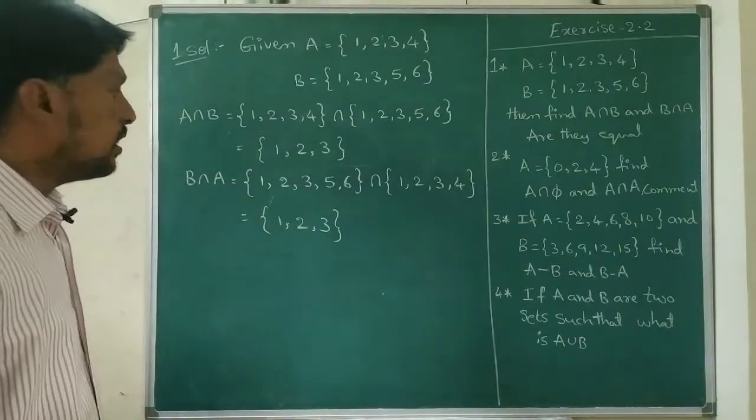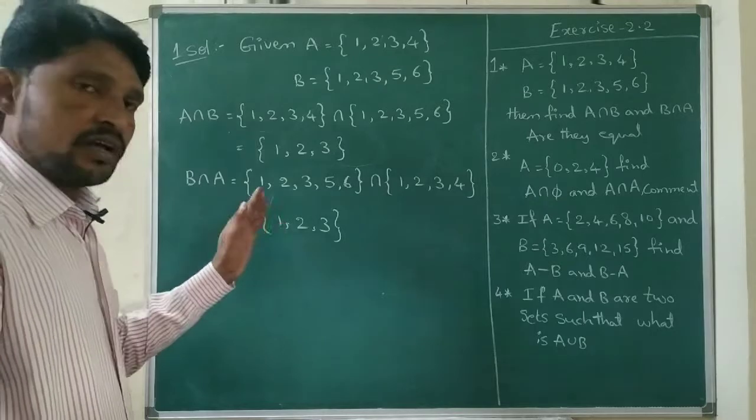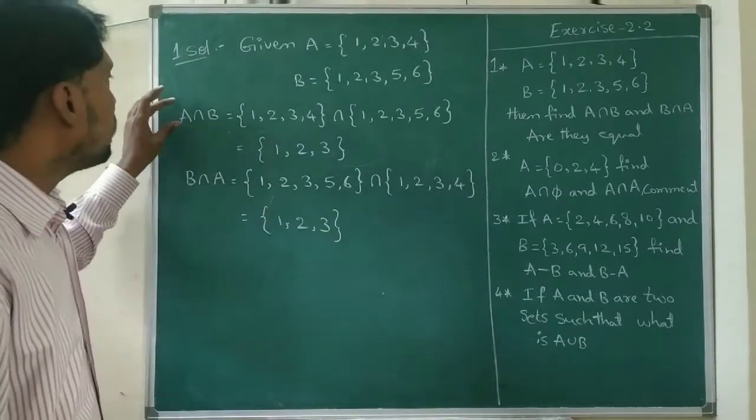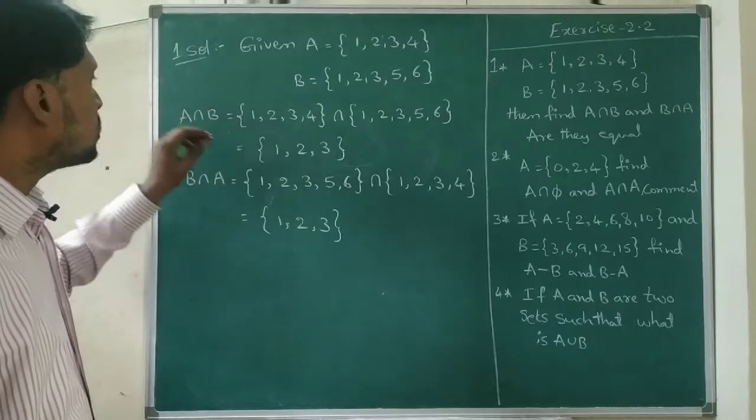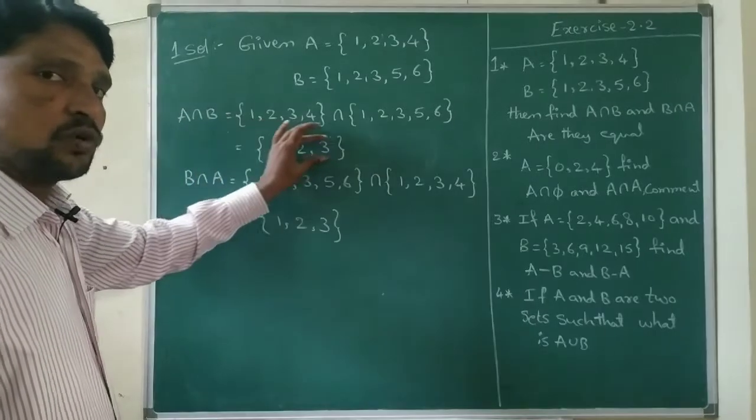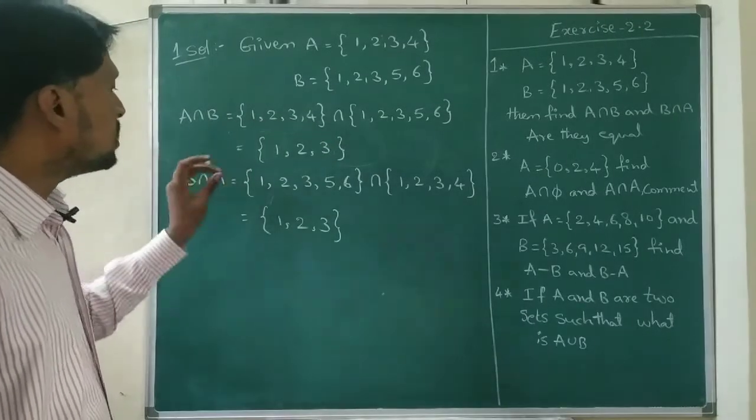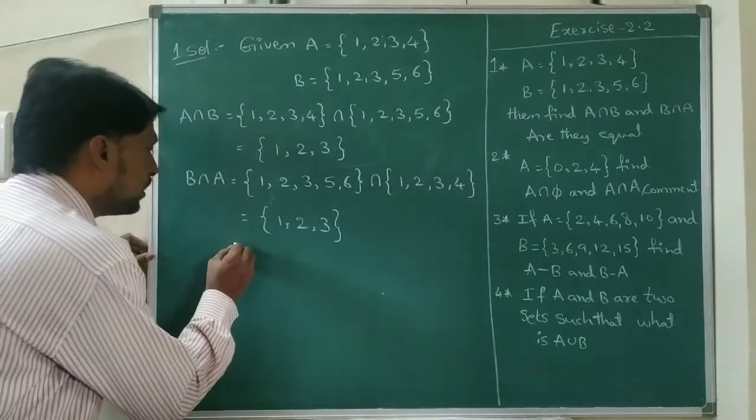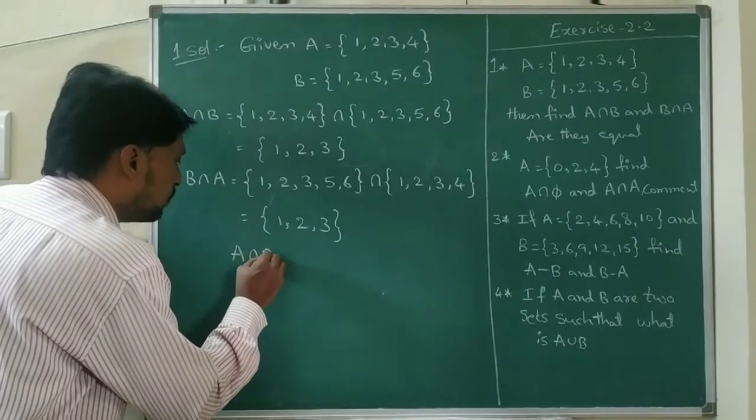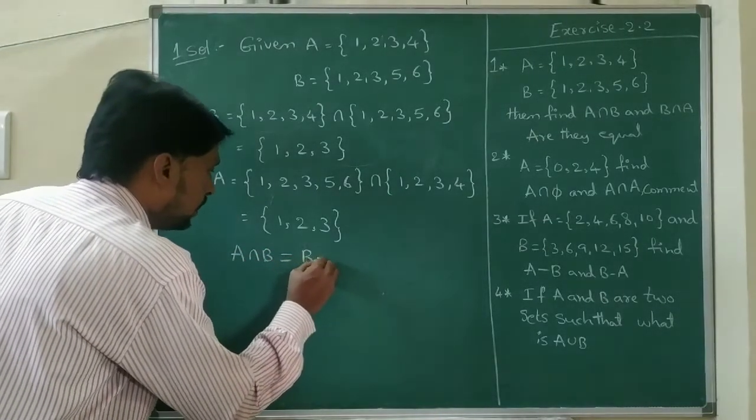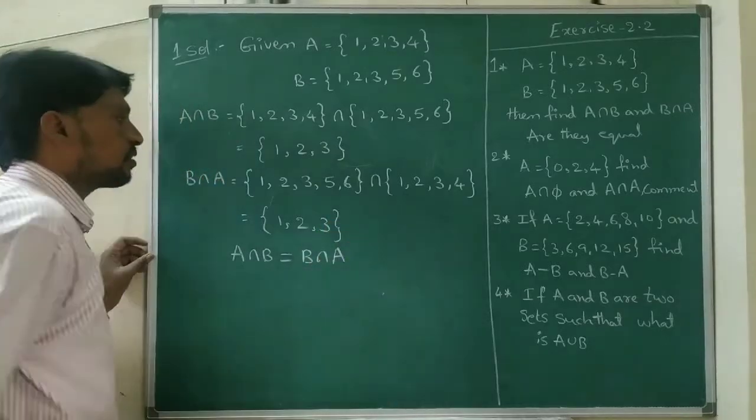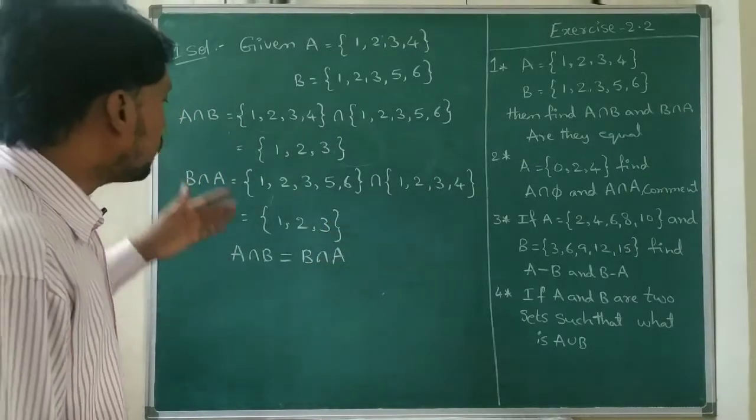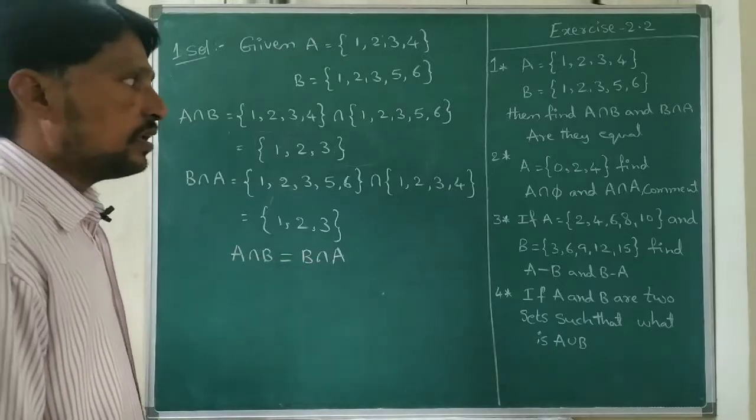So B intersection A, what did we get here? The set of 1, 2, 3. The elements are 1, 2, 3. So from the first one, A intersection B, we got 1, 2, 3 elements only. B intersection A, we got 1, 2, 3 elements only. So what can we conclude? Here we can conclude A intersection B equals B intersection A. Both sets, the intersections, we are getting equal.